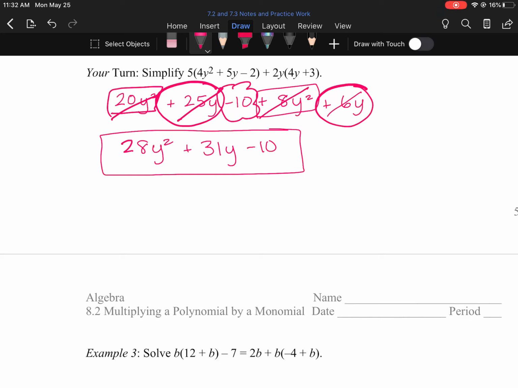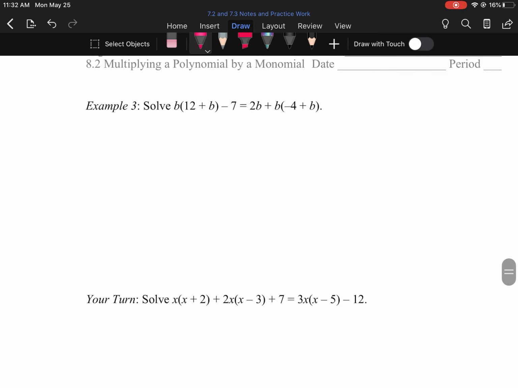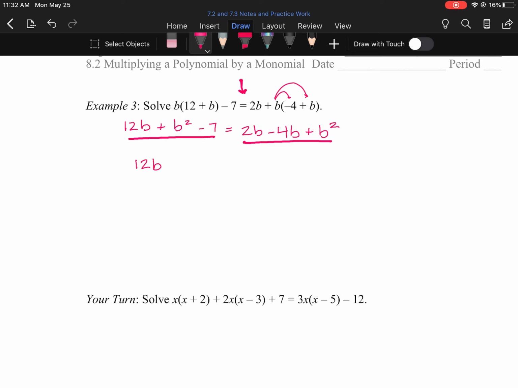All right, so we're going to continue the same thing with example 3, except we now have an equal sign in our problem. Okay, so we're not just simplifying, we're solving. So start off, always distribute first. So we get 12b plus b squared minus 7 equals 2b plus, and now I have to distribute that b. So plus, that's a negative 4, so I'm going to go ahead and change that to a minus 4b plus b squared. So now I need to move everything from one side to the other. So let's look at the left side. I can't simplify anything there, but this right side I can. So I'm going to rewrite the left side.